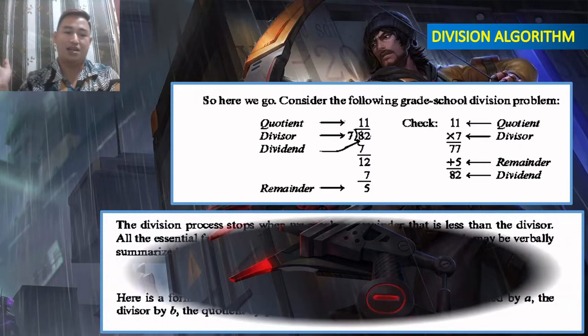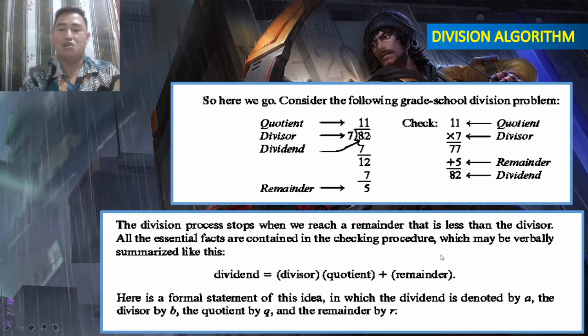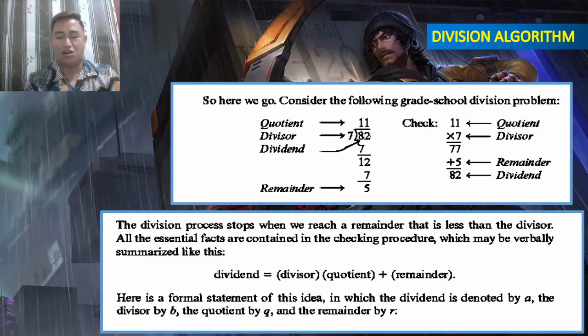The division process stops when we reach a remainder that is less than the divisor. All essential facts are contained in the checking procedure, which may be verbally summarized like this: the dividend equals the divisor times the quotient, plus the remainder. Here is a formal statement of this idea, in which the dividend is denoted by A, the divisor by B, the quotient by Q, and the remainder by R.